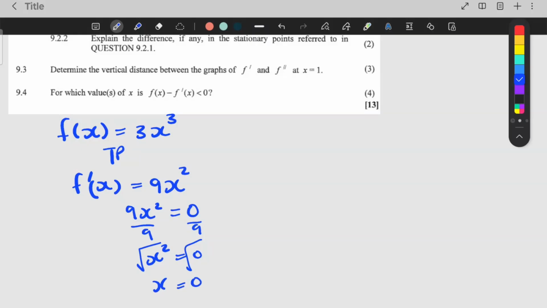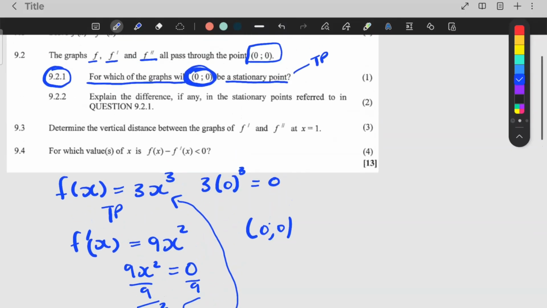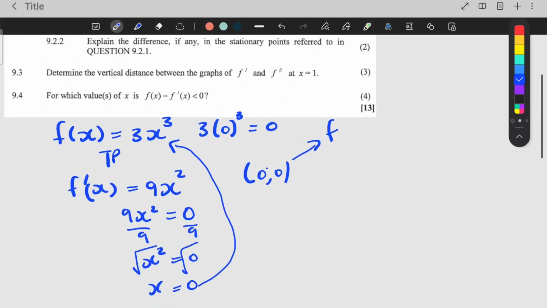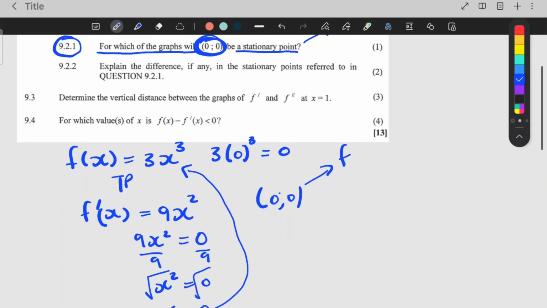Then I would take the 0 and sub it into the original, and the answer is 0. So the turning point is 0 and 0. So for which of the graphs will 0 and 0 be a turning point? Definitely for f. Just to show how I got it, so definitely for f. So f tick, let me give f there.